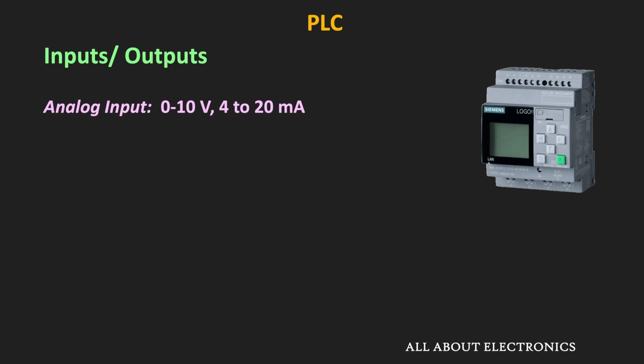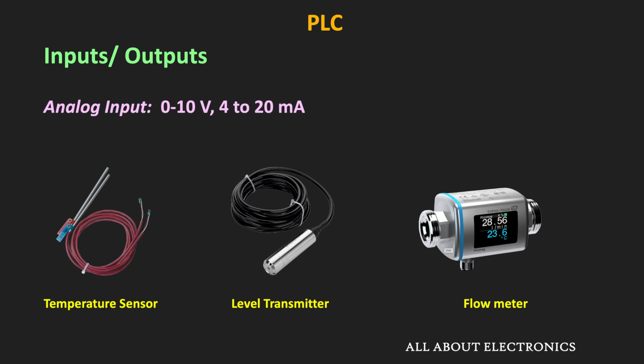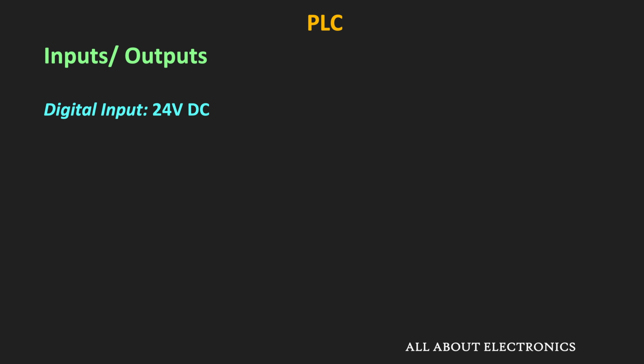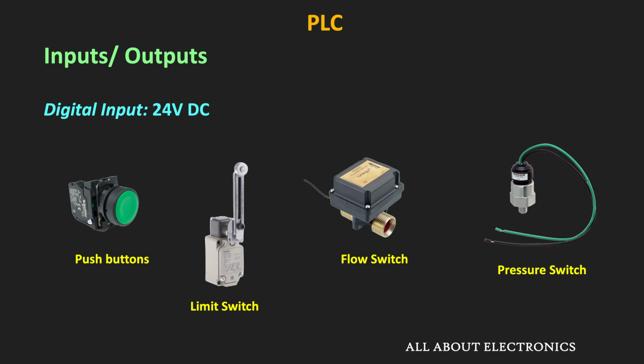Using this, it is possible to interface many industrial sensors like temperature sensors, level transmitters and flow meters. Similarly, it also accepts digital input. The digital input range varies from 0 to 24 volt. That means logic low corresponds to 0 volt while logic high corresponds to 24 volt. And using these inputs, it is possible to connect different switches to the PLC, such as push button, limit switch, flow switch and pressure switch.